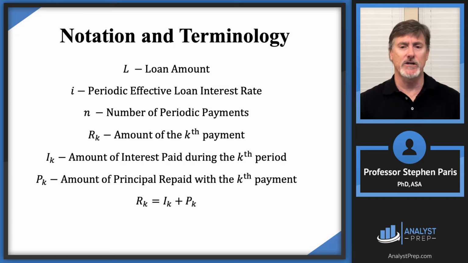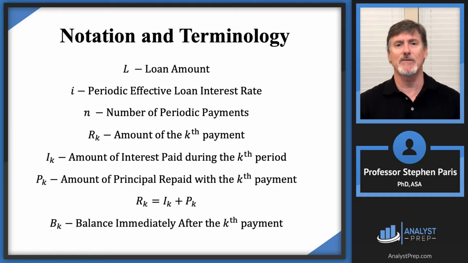Finally, one more symbol that I want to throw in: cap B sub K is going to represent the balance immediately after the kth payment. Oftentimes you'll see this written as the outstanding balance. It's not outstanding that you have a balance, but it's what you still owe that's out there. That's why it's called the outstanding balance, and sometimes they might even call this outstanding principal. So cap B sub K, I'm just going to say the word balance, and it's immediately after the kth payment.